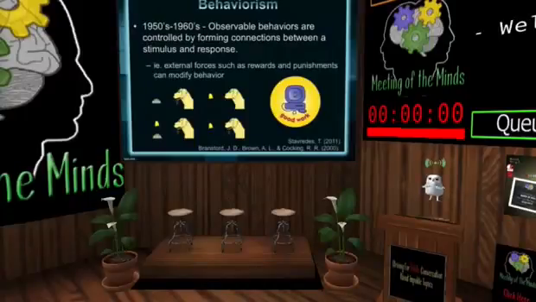So let me talk about behaviorism. This was a theory, a body of study, in the 1950s to the 1960s. And if some of you are familiar with Pavlov's dogs, you can understand the idea that these observable behaviors can be controlled by forming a connection between stimulus and response.